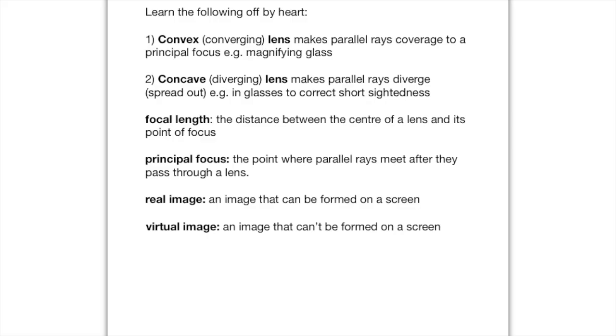Now the focal length is the distance between the centre of the lens and its point of focus. The principal focus is the point where the parallel rays meet after they pass through the lens. And then lastly, the difference between a real image and a virtual image is that a real image can be formed on a screen and a virtual image cannot. Now, if I move on and I show you this, hopefully this will make it a bit clearer.